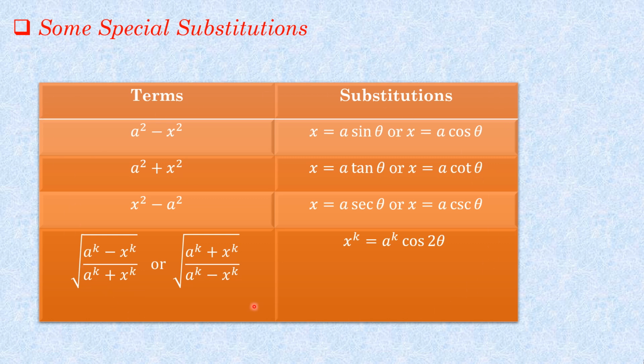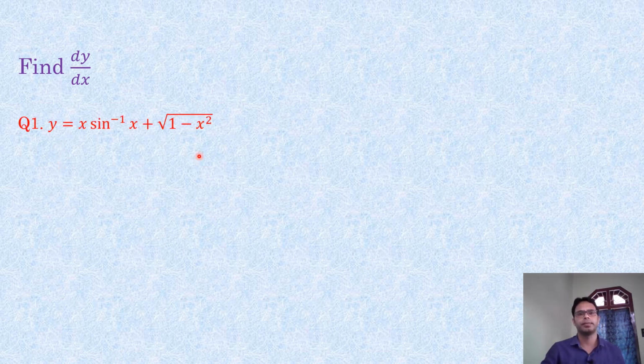Okay, so now we go to the problem section of the chapter. First question, find dy/dx where y is equal to this one. If y is not given here, just x sin inverse x plus root over 1 minus x square is given, and the question is asking to find the derivative, then you take let y is equal to this one.